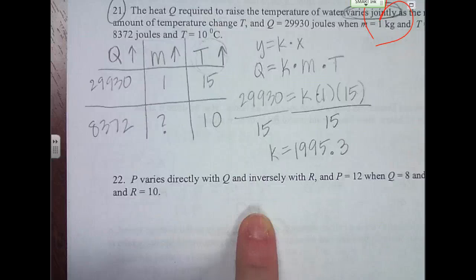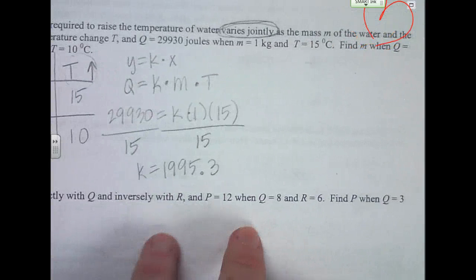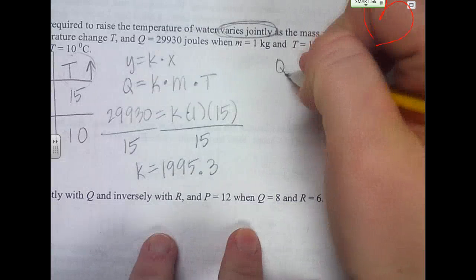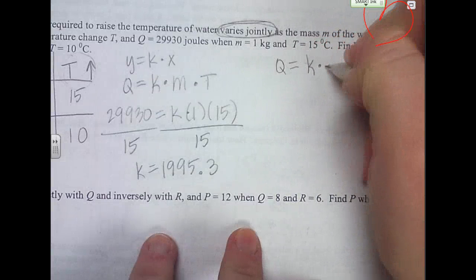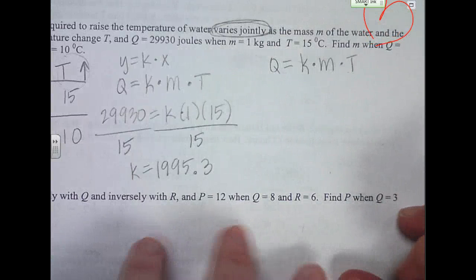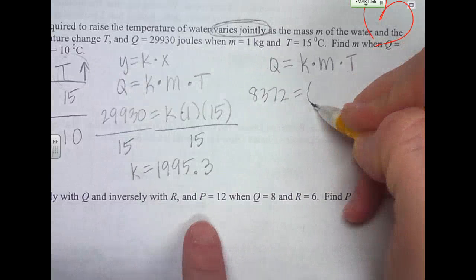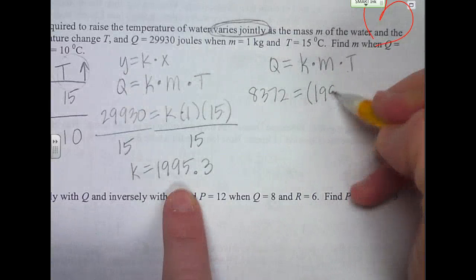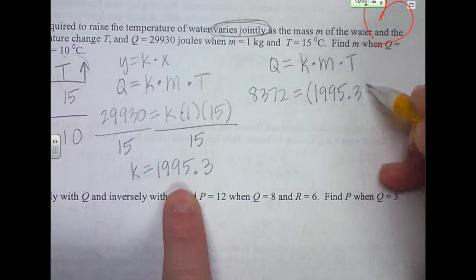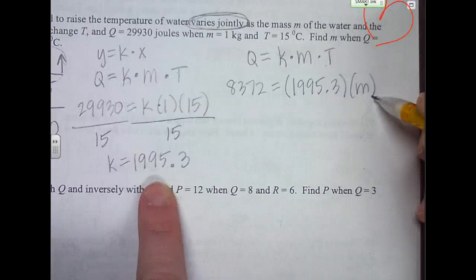I'm getting old. Okay, so then we're gonna plug in all the information, and now we want to find M. So Q equals K times M times T. So same equation, nothing changes there. But now we're going to use 8372 equals, we just found K, 1995.3. We're looking for M, and we know T is 10.